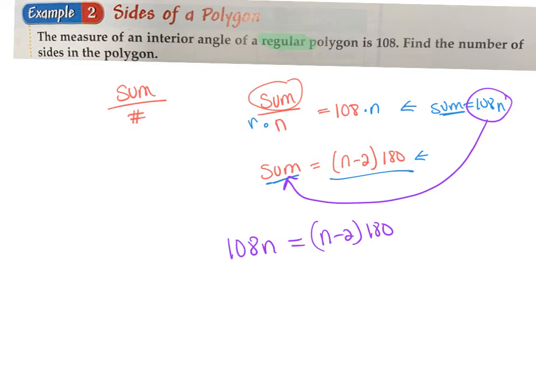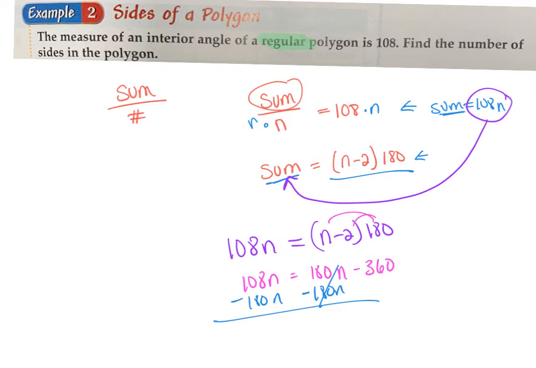I'm going to have to get all of my variables to one side, all of my numbers to the other, right? So distribute this guy: 108n equals 180n minus 360. Variables to one side, so what do I need to do there? Subtract first, then we will divide. What is 108 minus 180? Negative 72n equals negative 360. My final step then is to divide.